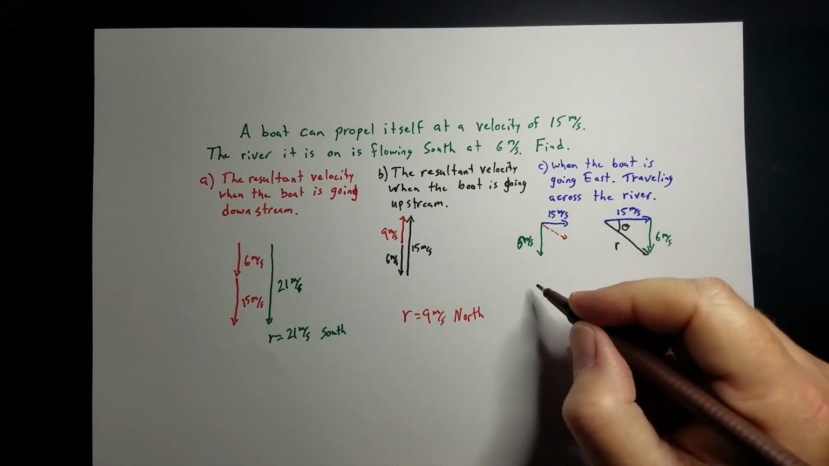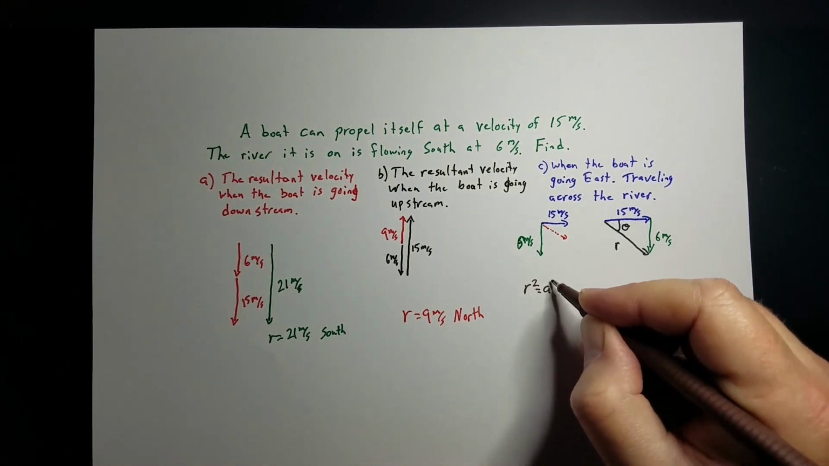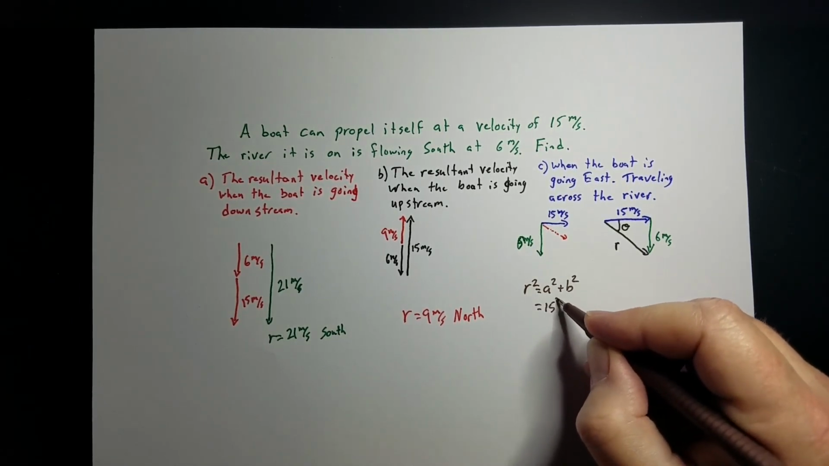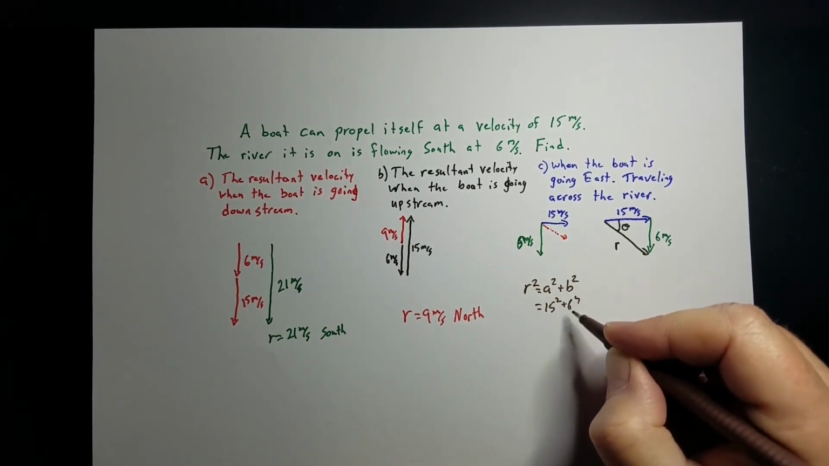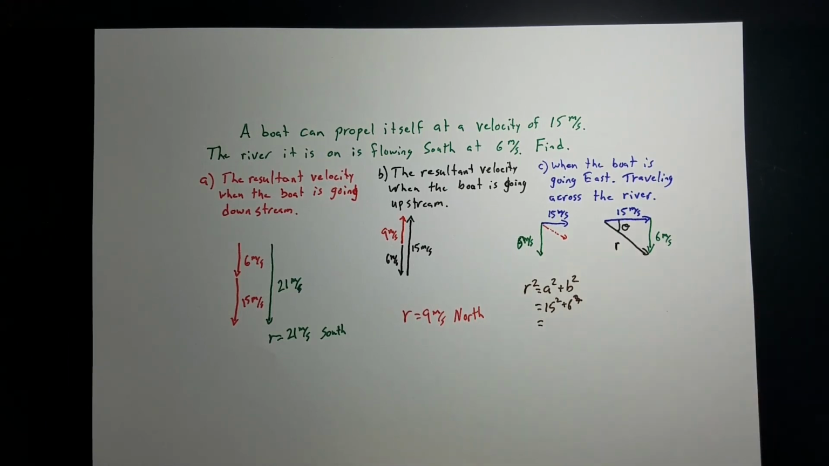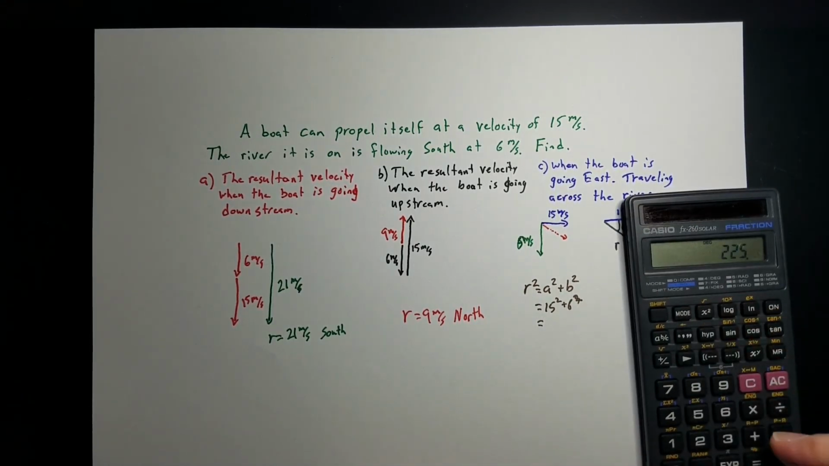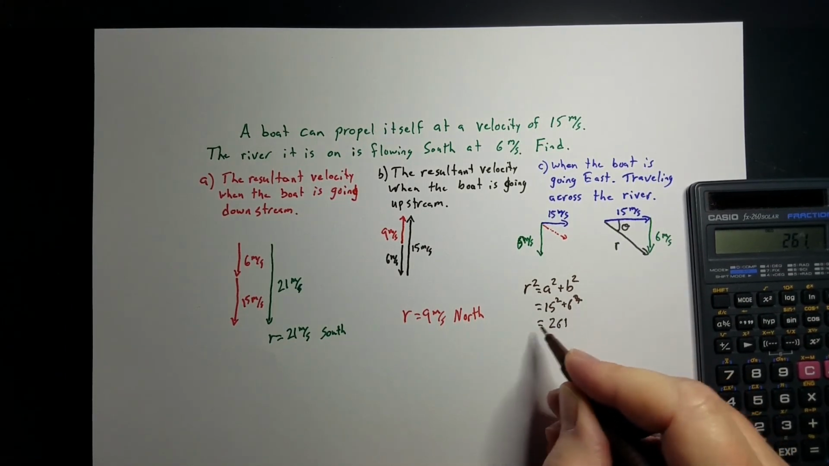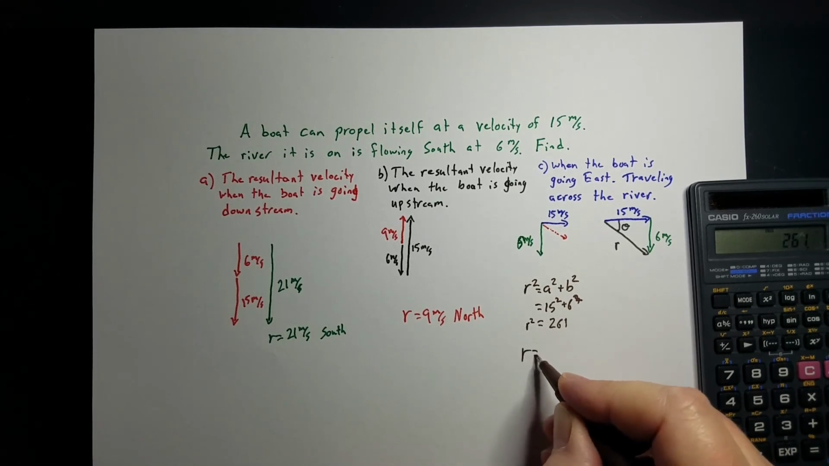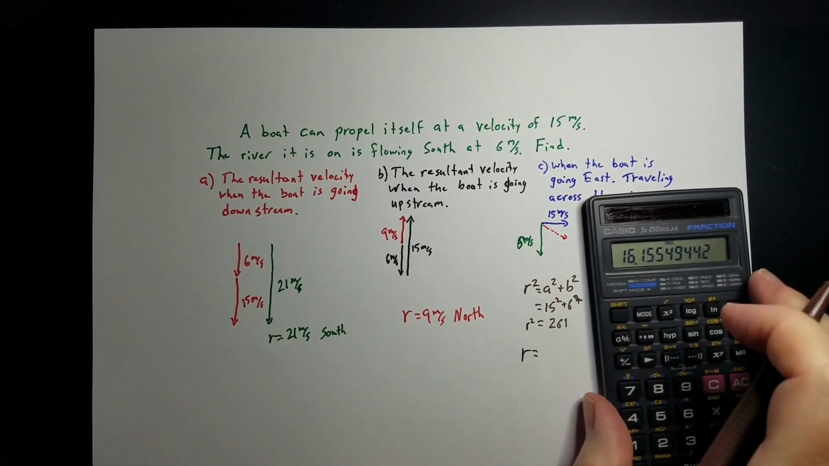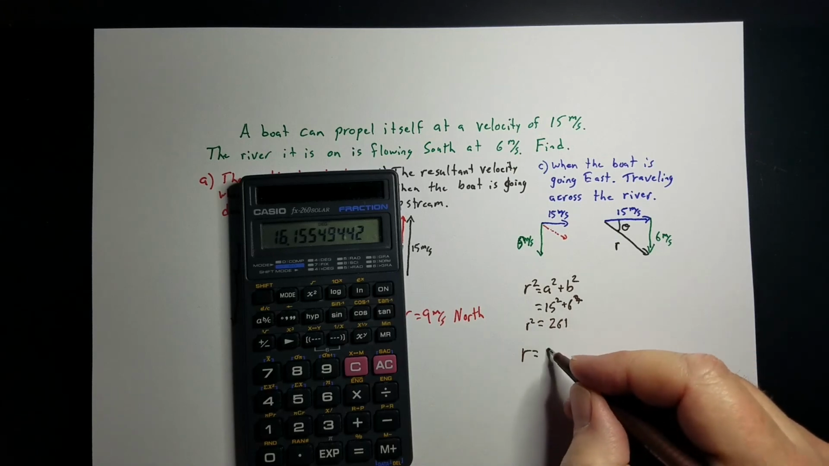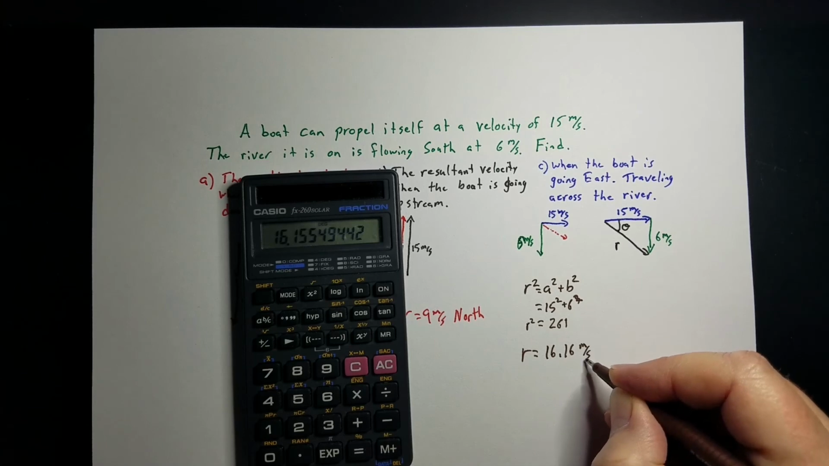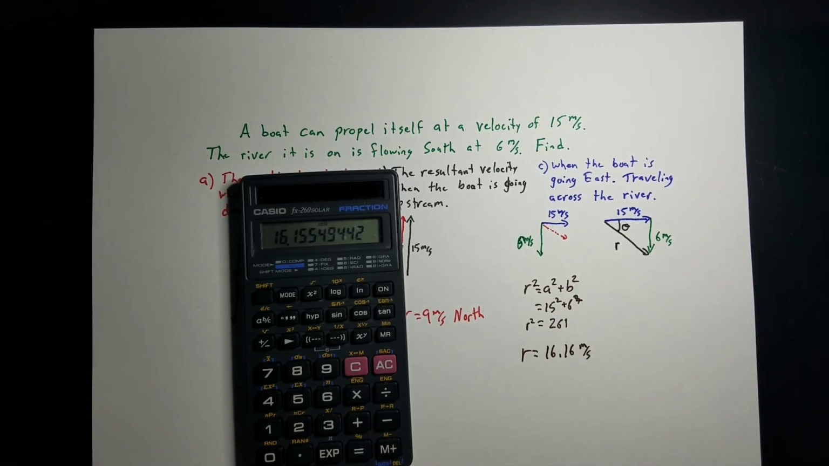Pythagorean theorem and tangent again. R squared equals A squared plus B squared. So that's going to be 15 squared plus 6 squared. So 15 squared plus 6 squared gives me 261. But I want R, so I'm going to take the square root. And so that is 16.16 meters per second.